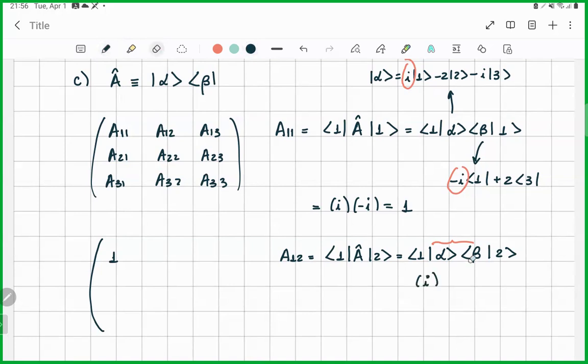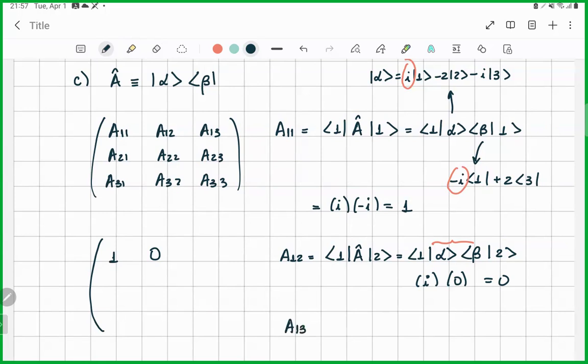Now, beta, which is this, with this vector 2, well, there is no 2 here. 2 is orthogonal to 1, 2 is orthogonal to 3. There is no 2 here. And so the component for the vector 2 is 0, which means that here we have 0. So this element is 0. So there we go, 0. Okay? And that's how you go, one by one. Let's do just one more.